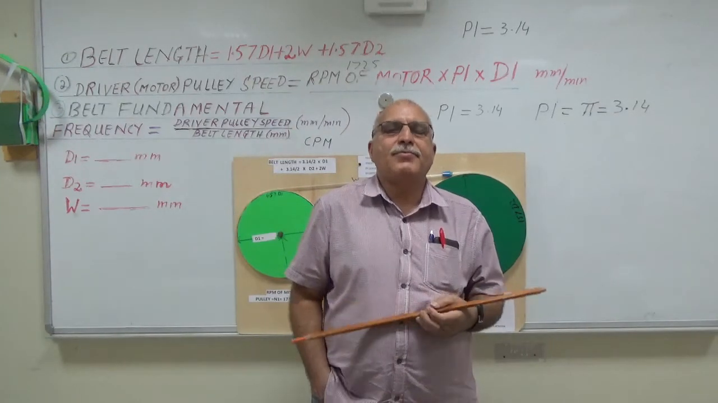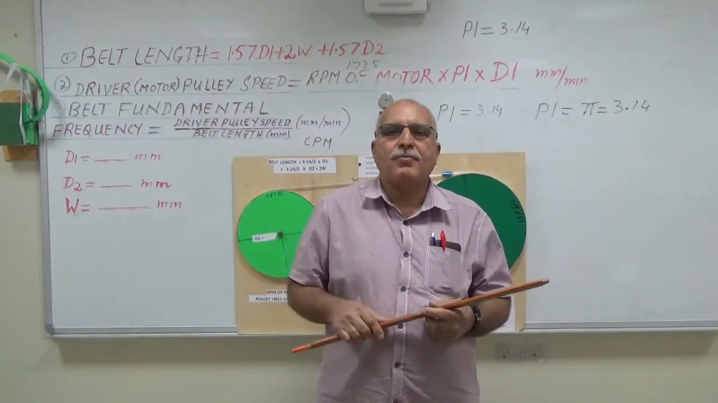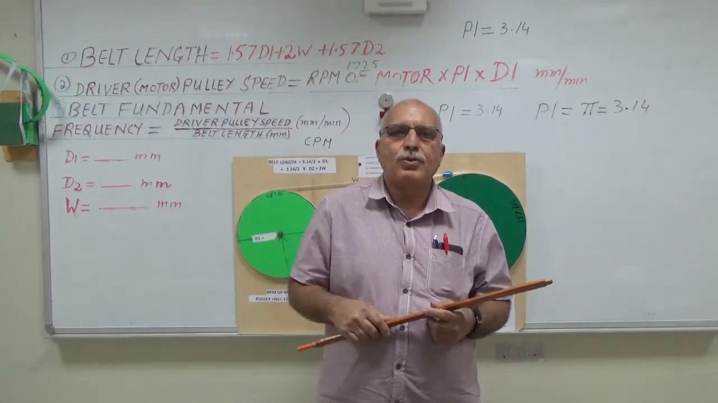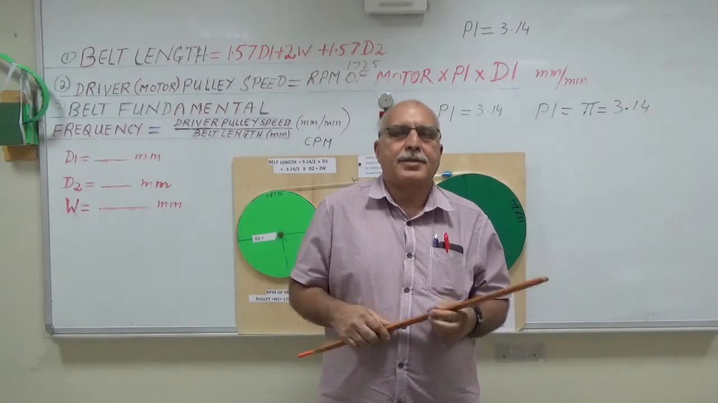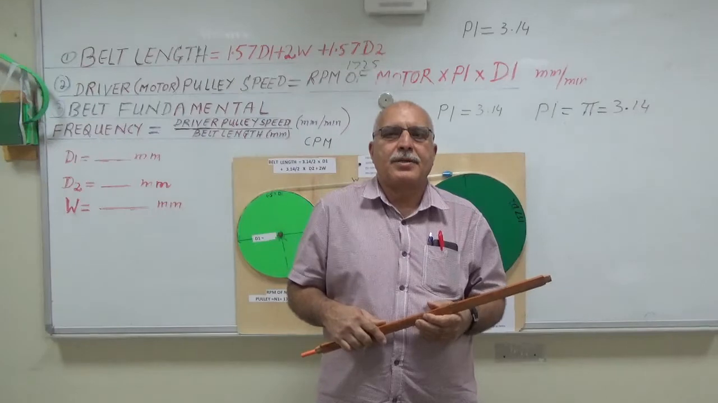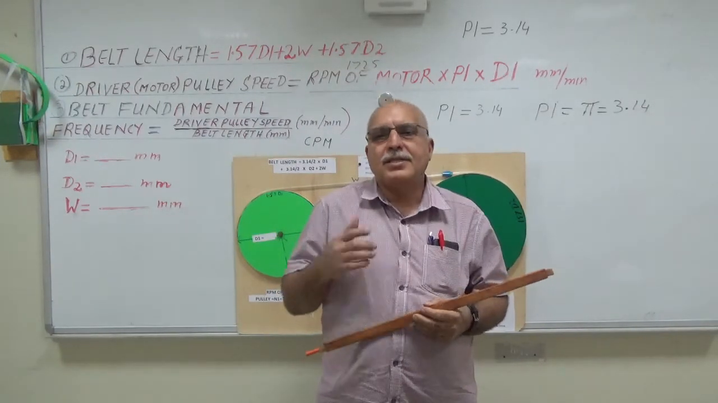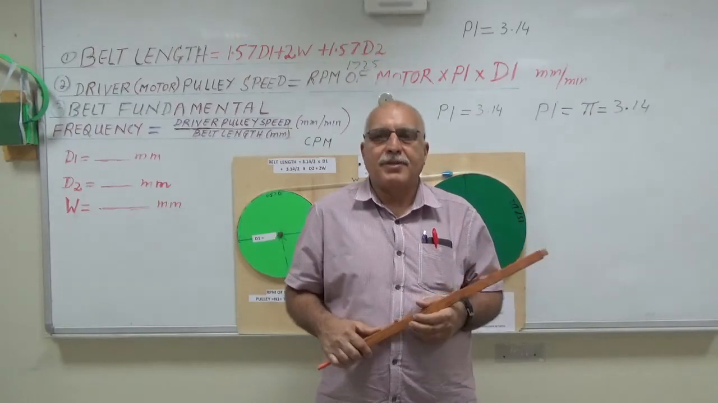When the belt makes one round, the damaged part of the belt will pass through some point and it will make some vibration at each round, and this is called the fundamental belt frequency.